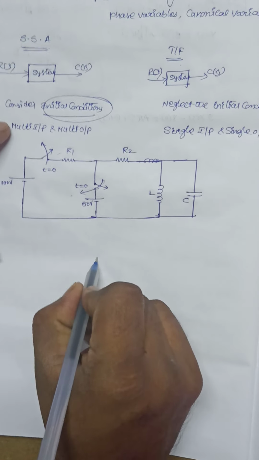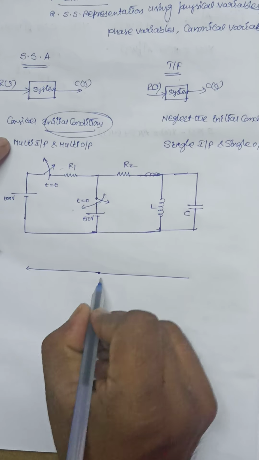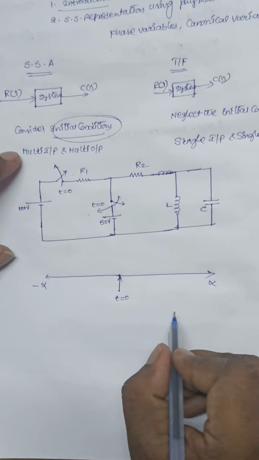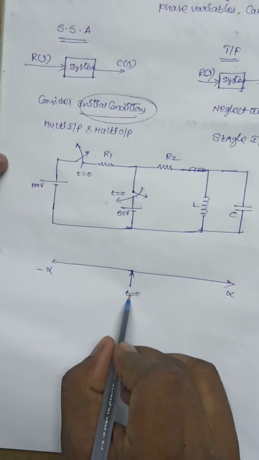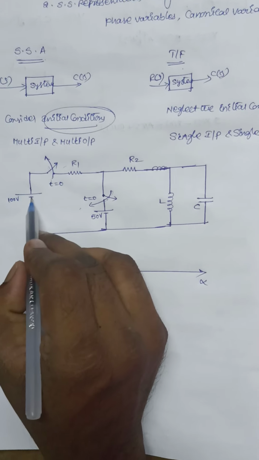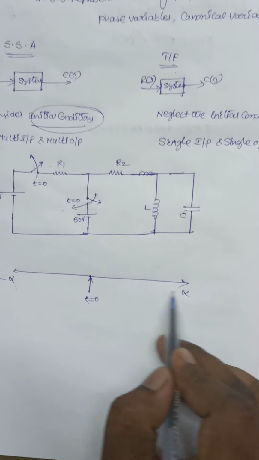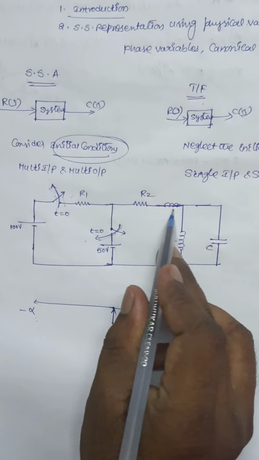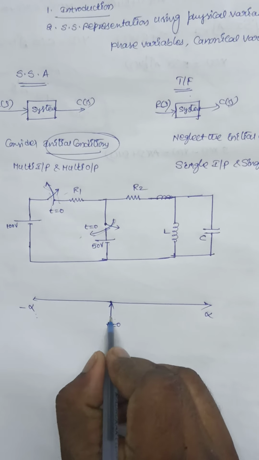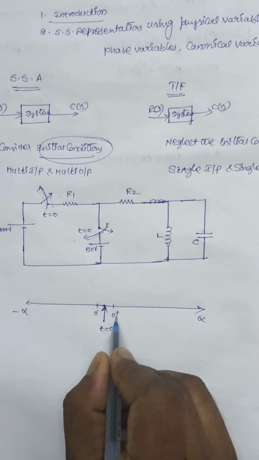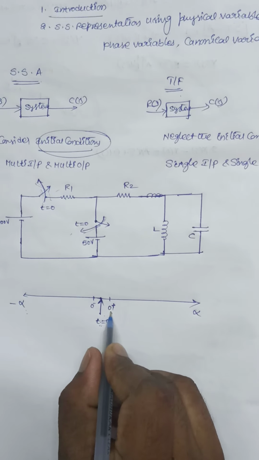That means there is a switching action at t is equal to 0. From minus infinity to 0, the switch is connected with the 100 volt source and R1, and from 0 to infinity it is opened there and closed on the other side. That means the 50 volt source is connected to this R2. So there is a switching action at t is equal to 0, with t is equal to 0 minus just before the switching action and t is equal to 0 plus just after the switching action.